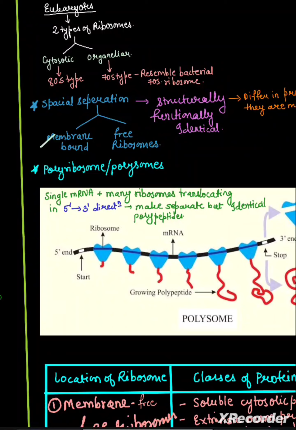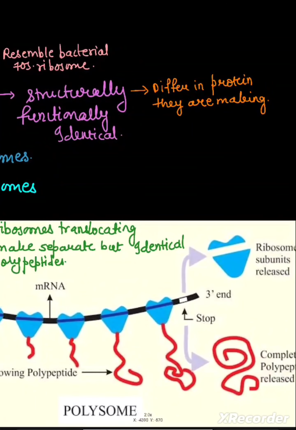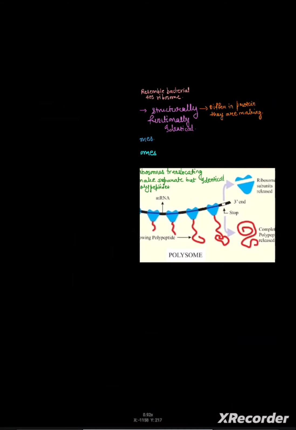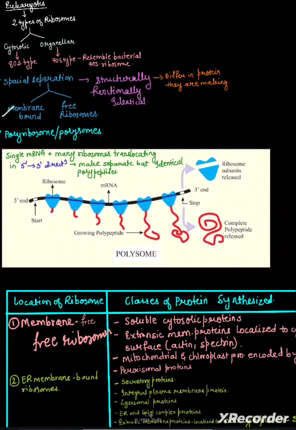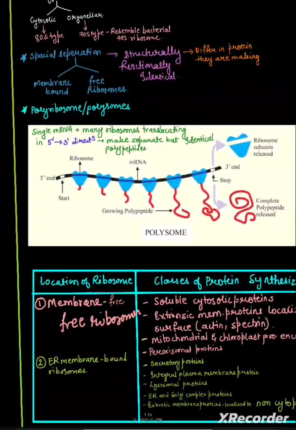Structurally and functionally the ribosomes are the same. Basically they are structurally and functionally identical, but they differ only in the protein that they are making. Where they will be transporting that protein, protein translocation, is a big thing. Based on where these ribosomes are translocating their proteins, you will have their spatial separation.